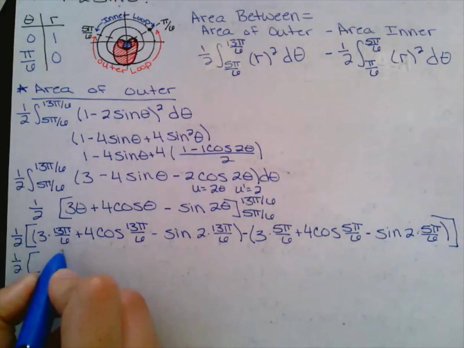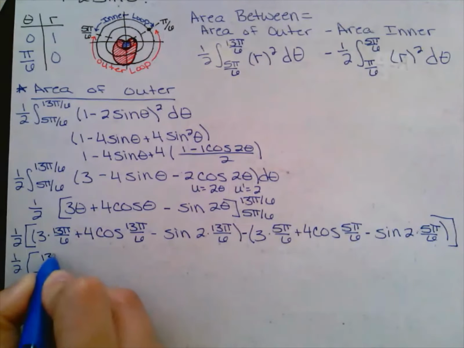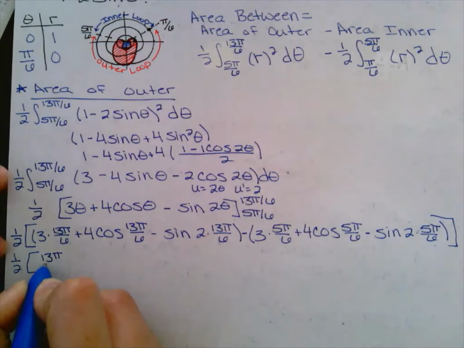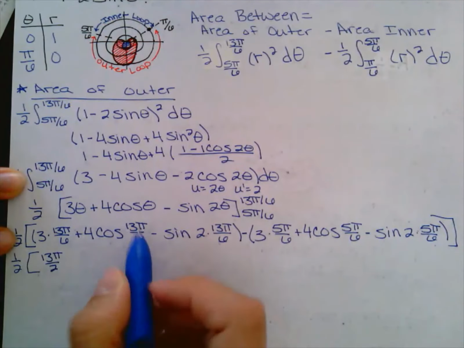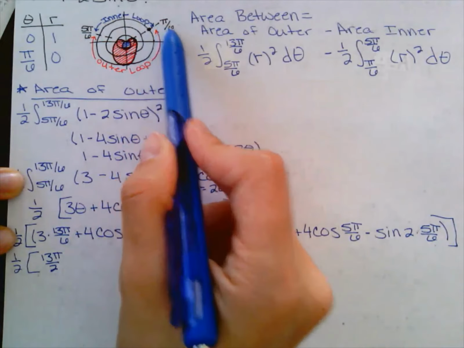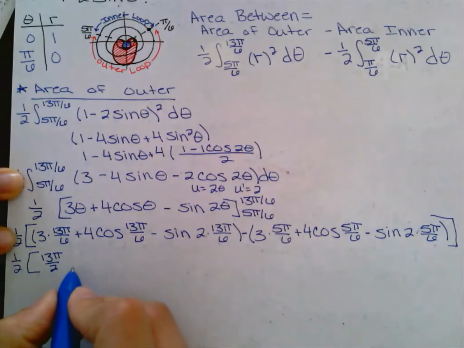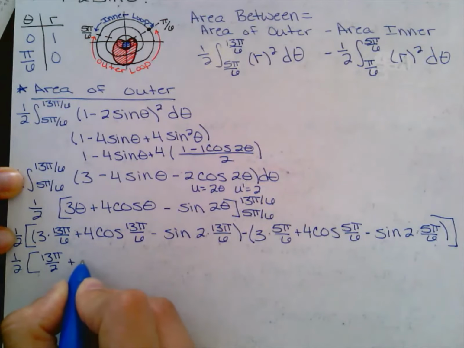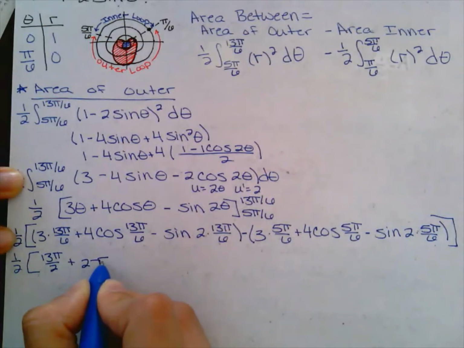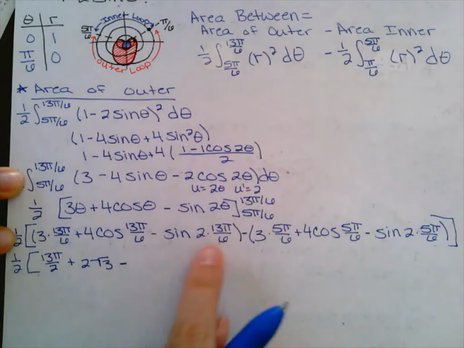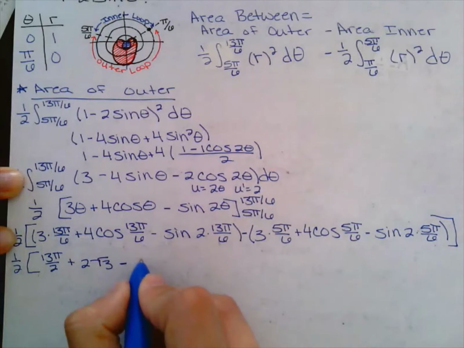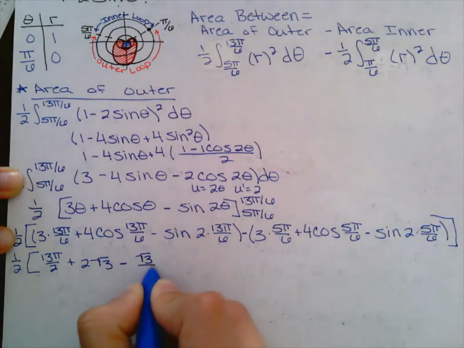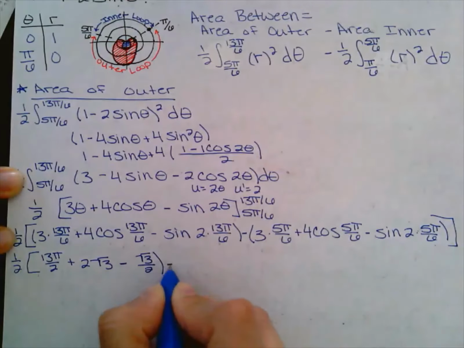So I can reduce the 3 and the 6, and I have 13 pi over 2. Cosine, remember this 13 pi over 6, I can look at my unit circle at pi over 6, and then that value multiplied by 4. I end up with 2 radical 3 minus the 2 and the 6 reduce. So I'm looking at 13 pi over 3, sine of 13 pi over 3, do the coterminal, and you end up with radical 3 over 2.